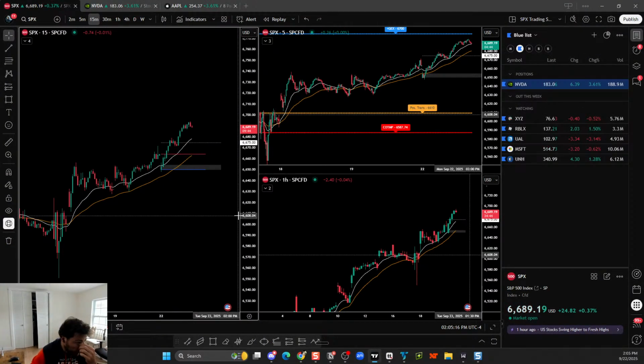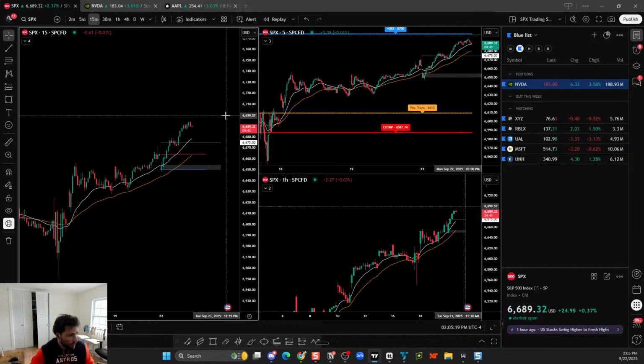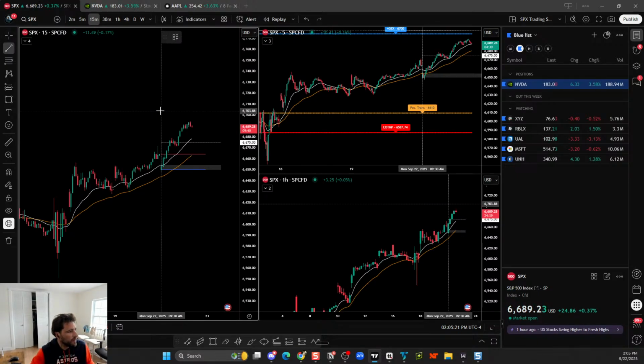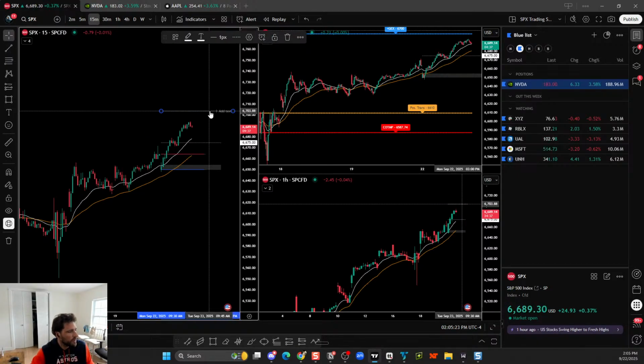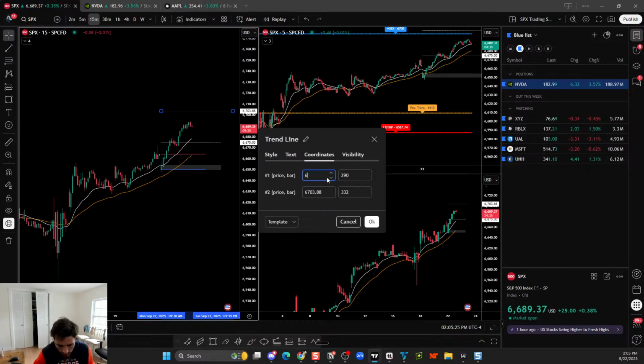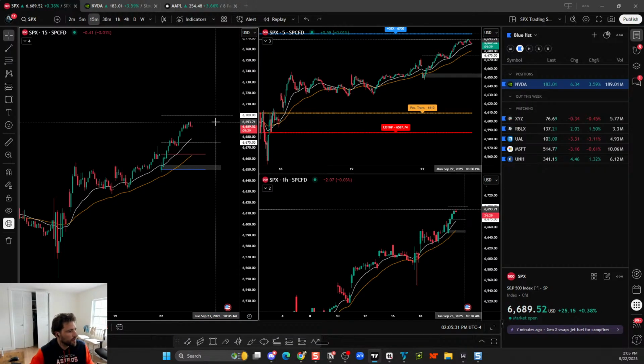All right, so just looking at SPX real quick, bumping up to 6,700, right? We'll get into the game plan in a second while we're going through all that good stuff. Kind of stalling out right at 6,690. Looking at a lot of activity there.